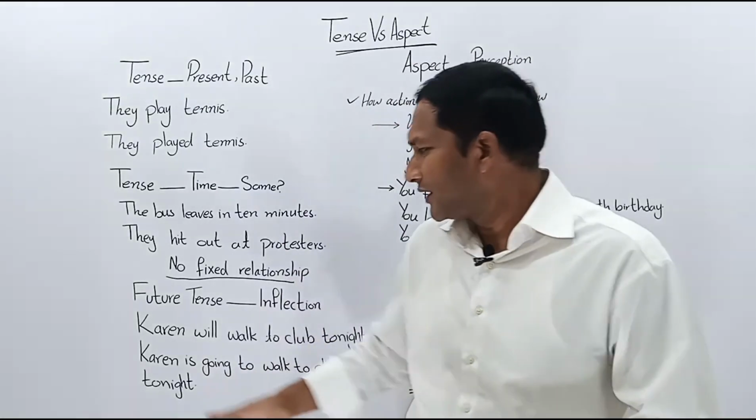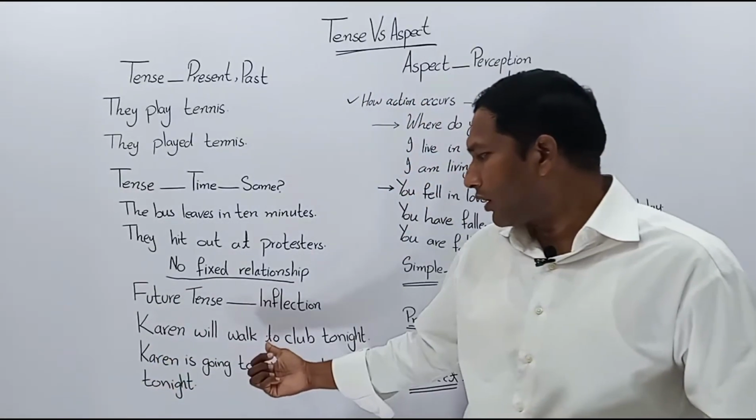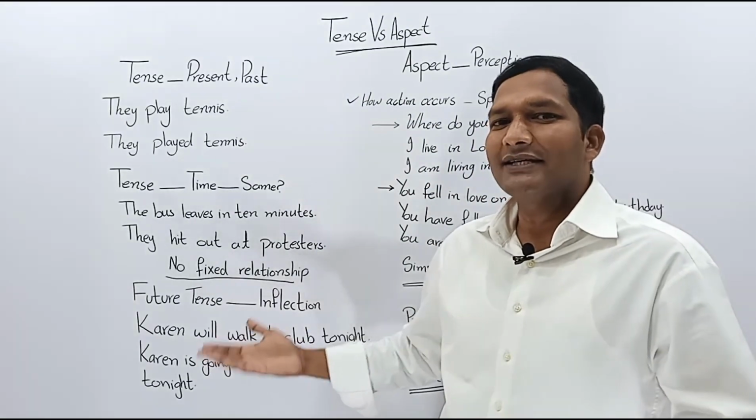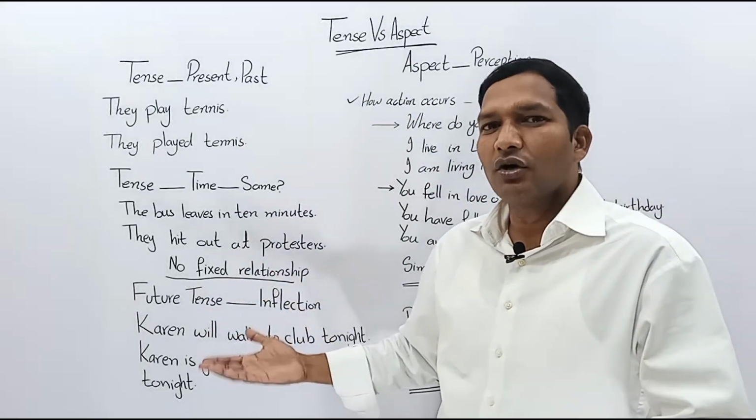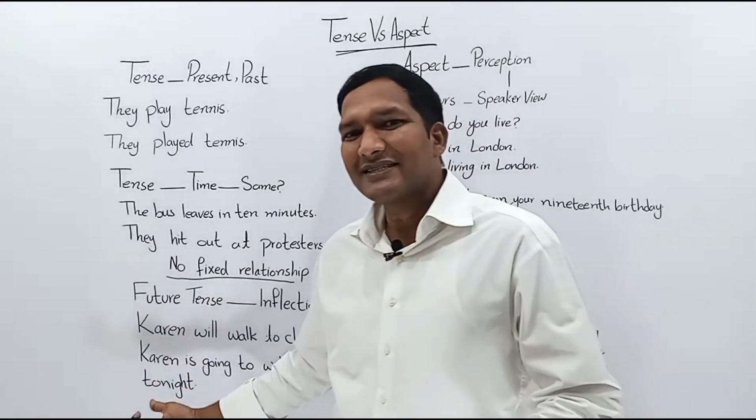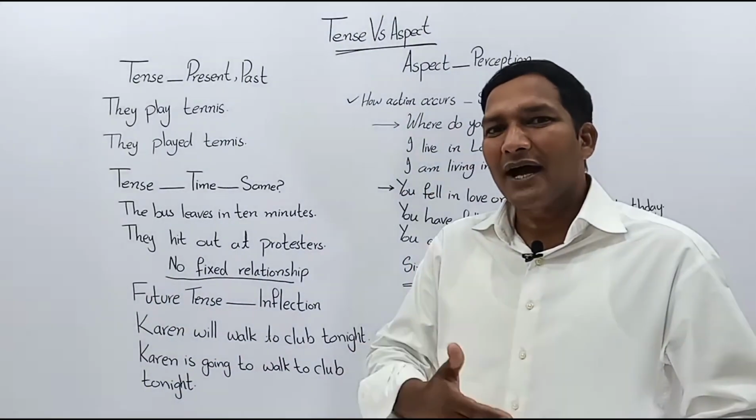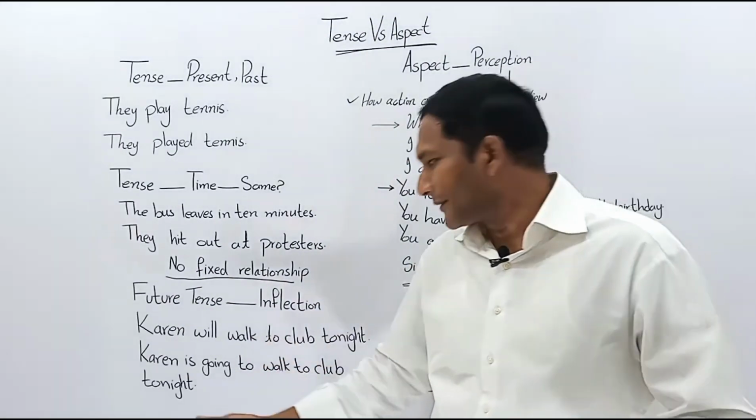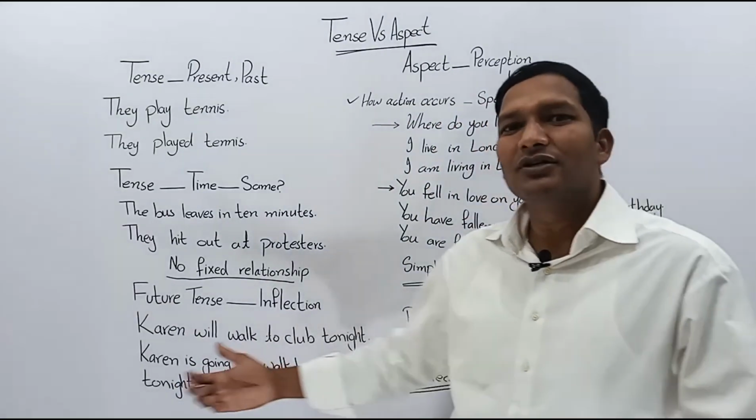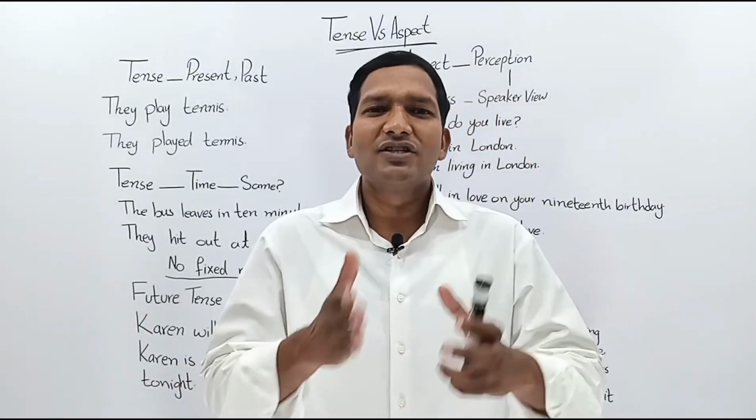For example, Karen will walk to club tonight. Here you can see there is no kind of inflection or change in the form of verb. Now we are expressing future by using present continuous tense. Karen is going to walk to club tonight. Now we will jump to aspect.